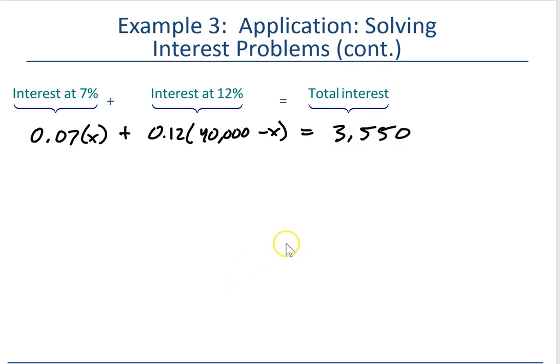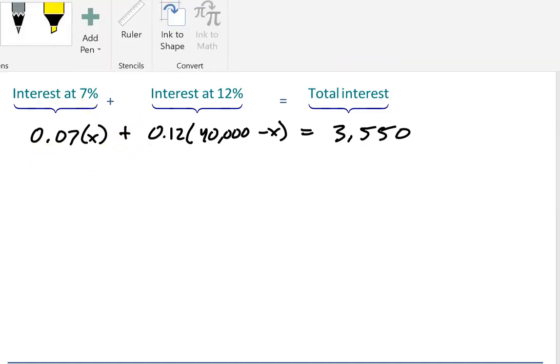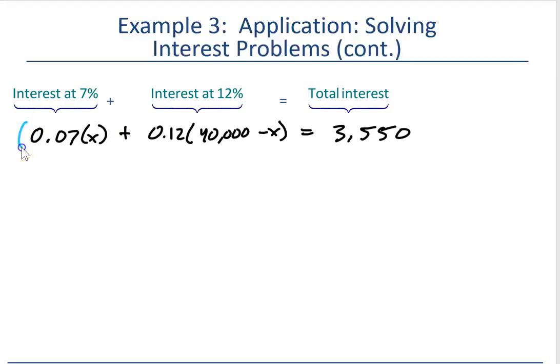A few things you can do here. If you want, you can multiply everything by 100. That's going to give you some very easy numbers to work with. So I'm going to multiply this by 100, multiply this by 100, and I have to multiply this by 100.